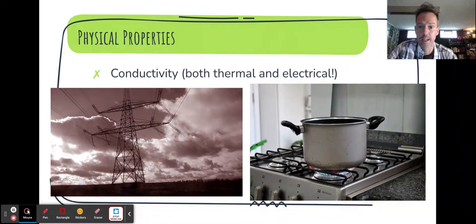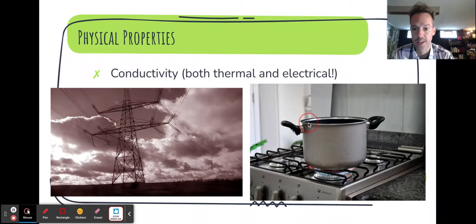Number 1, conductivity. Conductivity of electricity. So if it conducts electricity, if it allows electricity to flow through it easily, like most metals do, it is conductive. And we can also have thermal conductors that let heat pass through them very easily, like pots and pans, also usually metals. That's why your pots and pans are usually made out of metals, like maybe steel or carbon or even copper, because they let the heat from the burner pass on to your pan, and then the pan lets the heat pass on to your food to cook it.